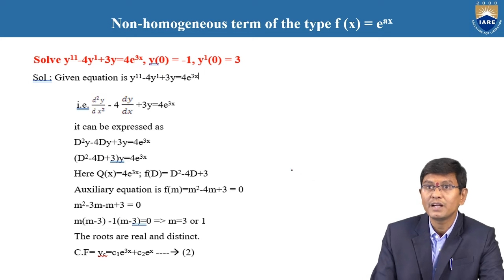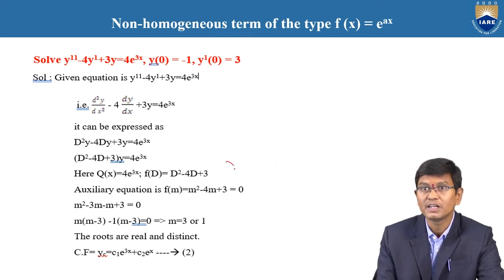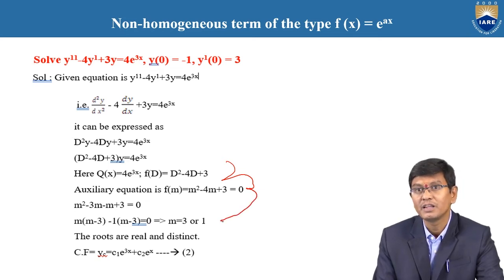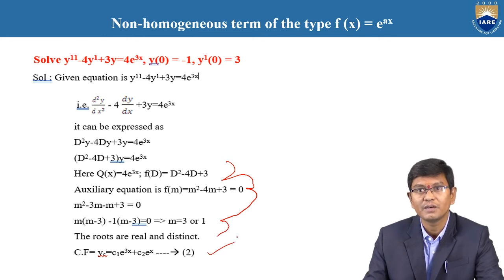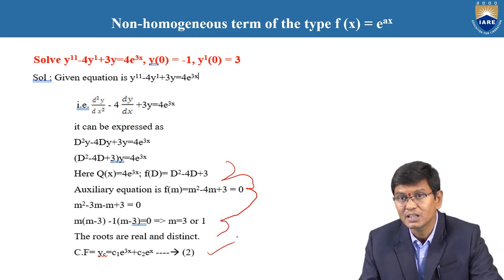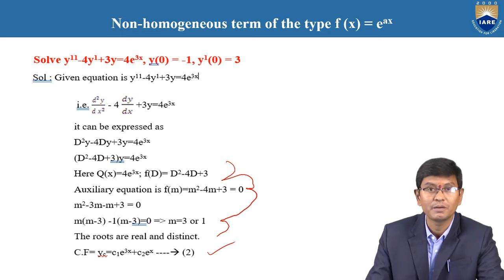Next, we need to find the solution of the auxiliary equation. In operator form, it is D square minus 4D plus 3. Changing it to the auxiliary equation, m square minus 4m plus 3 is equal to 0. Solving, m is equal to 1 comma 3. These are different roots. Therefore, the complementary function is c1 into e power 3x plus c2 into e power x.